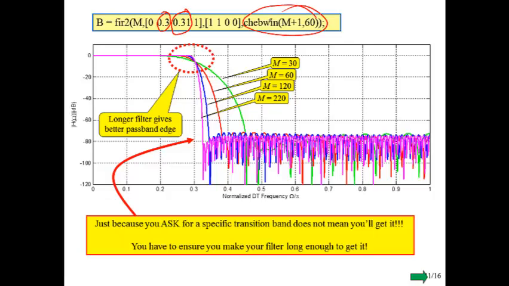my good friend Chebwin here, and so we can see that as we go up in order, we get better and better filters again, and we also see that for low orders we get this very low roll off here. Notice that just because we asked for 0.3 to 0.31 for our transition band doesn't mean we're going to get it. Notice that with m equal to 30 we don't even come close to getting that. So with this design you kind of have to look carefully to see if you're getting what it is that you have asked for.